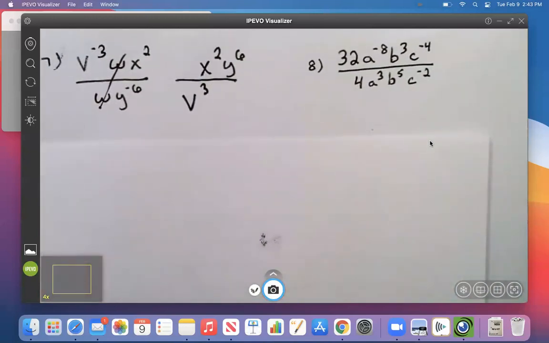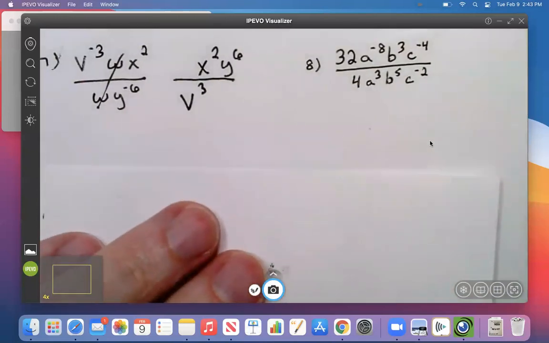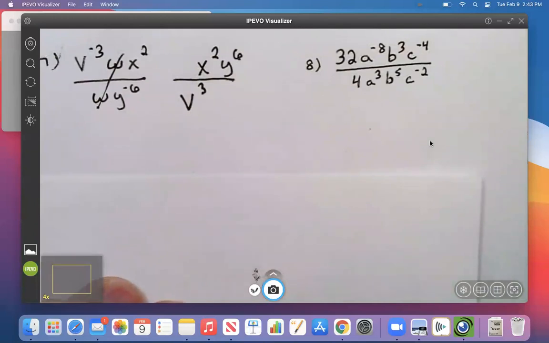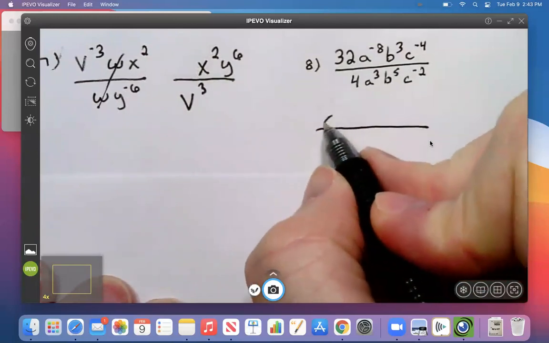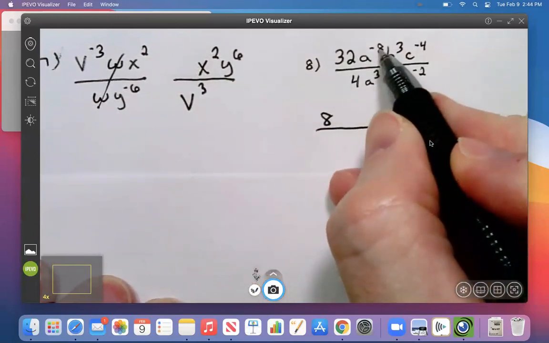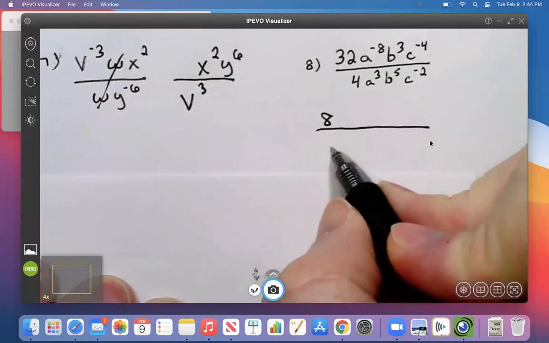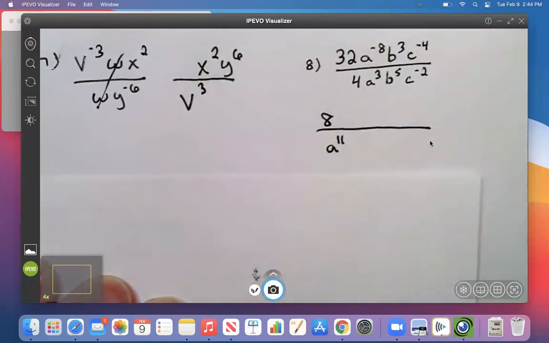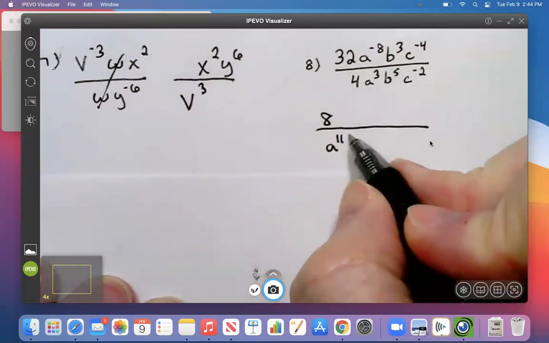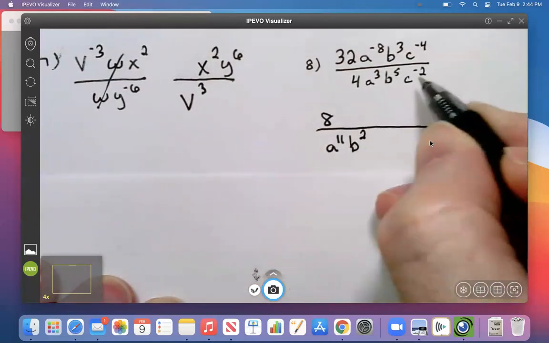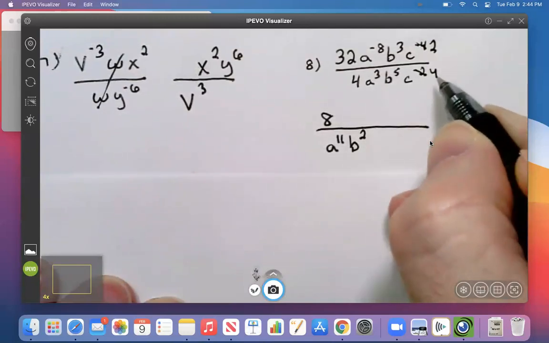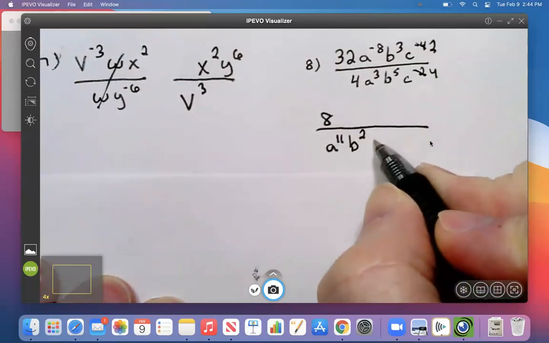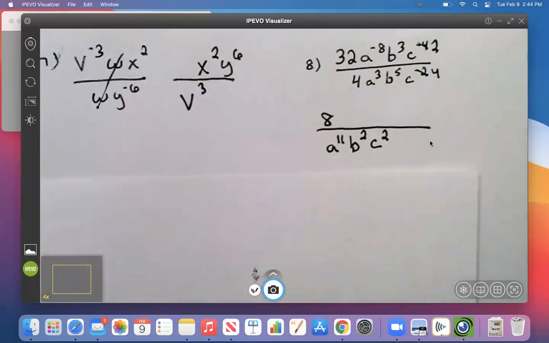Number 8. On number 8, 32 divided by 4 is 8. On my A's, I take those 8, move them to the bottom, add them to the 3 that's already there. I get 11 A's on bottom. On my B's, I have 2 more on bottom than I do on top. On my C's, I swap places with them to change their signs. Now I have 2 more on bottom than I do on top. So your answer is 8 over a to the 11th b squared c squared.